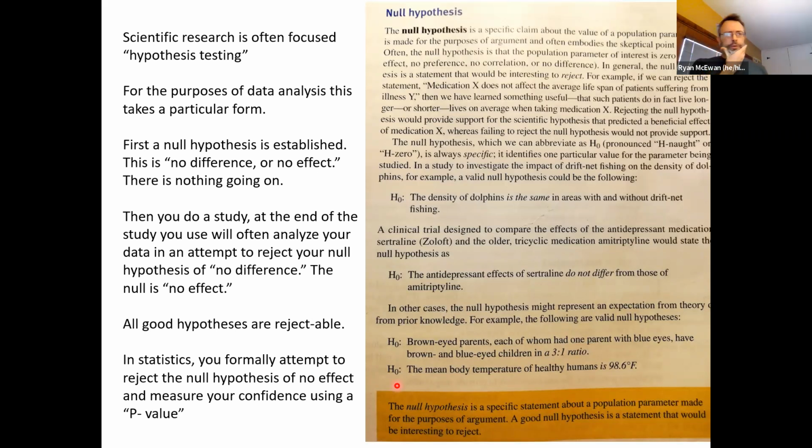Scientific research is often focused on hypothesis testing. For the purposes of data analysis, this takes a particular form. A null hypothesis is established, that is no difference or no effect, nothing is going on. Then you do a study, and you'll often analyze your data in an attempt to reject your null hypothesis of no difference. The null is no effect. All good hypotheses are rejectable, and in statistics, you'd formally attempt to reject a null hypothesis of no effect and measure your confidence using a p-value.